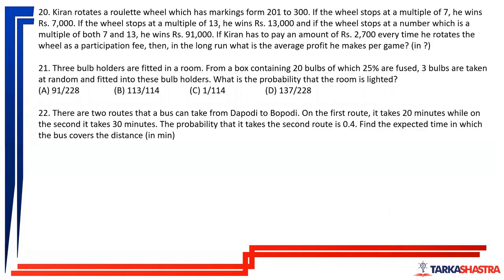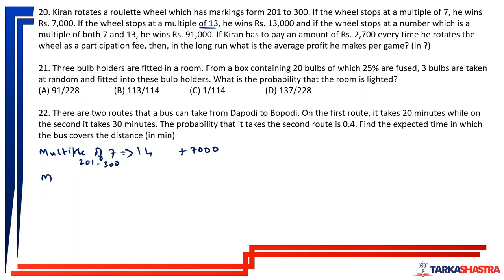Moving forward, Kiran rotates a roulette wheel which has markings from 201 to 300. If the wheel stops at a multiple of 7, he wins 7,000. So how many multiples of 7 are there? In 100 there are 14, so multiples of 7 between 201 and 300 will also be 14. In these cases he will win 7,000 rupees.